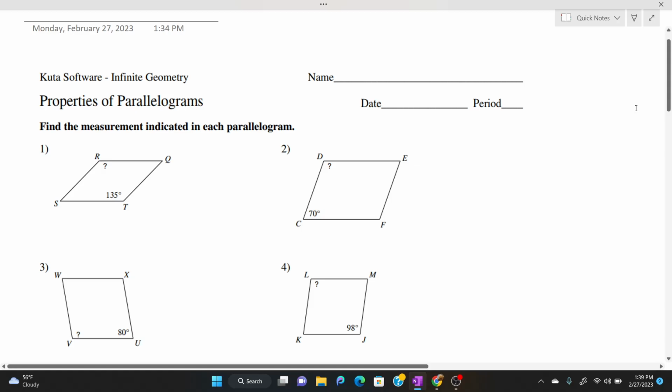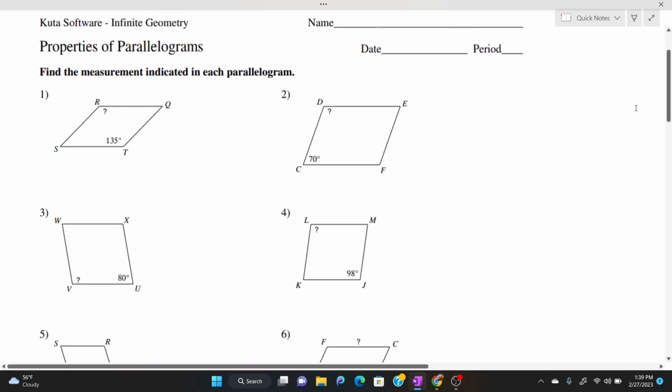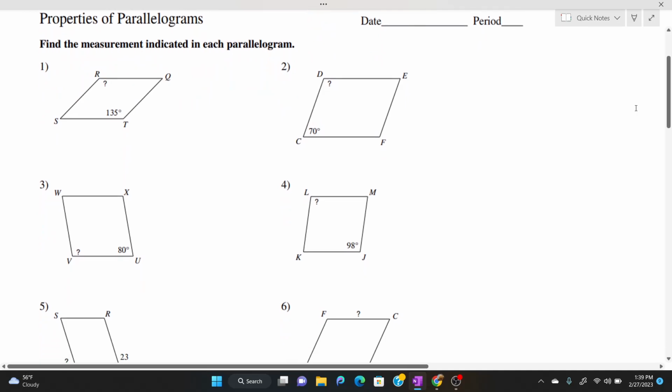In today's video, we're going to be doing some geometry, focusing in on properties of parallelograms. In today's assignment, we're going to look at these properties of parallelograms. So in numbers 1 through 6, we are finding the measurement of the indicated thing in each question. All right, so it gives me a parallelogram.